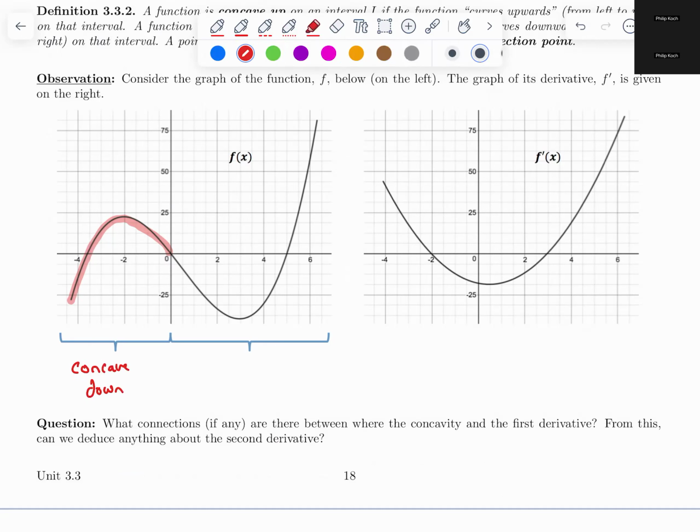From 0 onwards, the curve is bending upwards. Like it's going down, but still it's like the left half of the bend upwards. It's concave up on that segment. And then 0 is an inflection point. All right, it's not exactly 0, it's pretty close to it. I'm going to put it right about there. That's the inflection point.